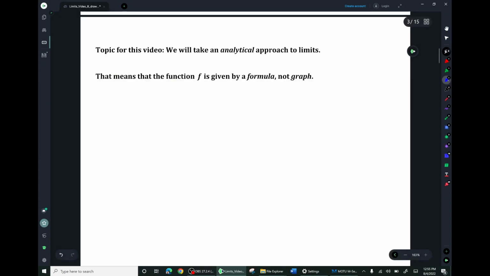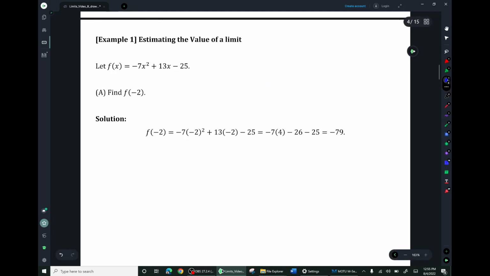As I mentioned earlier, in this video we'll take an analytical approach to limits, that is, the function f is given by a formula, not a graph. In our first example, we'll compute a y value and then we'll estimate the value of a limit. So our function is this polynomial. f of x is minus 7x squared plus 13x minus 25. Question A is to find f of negative 2.